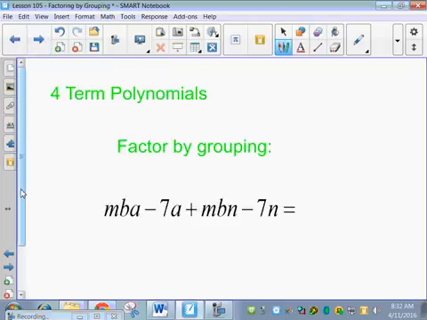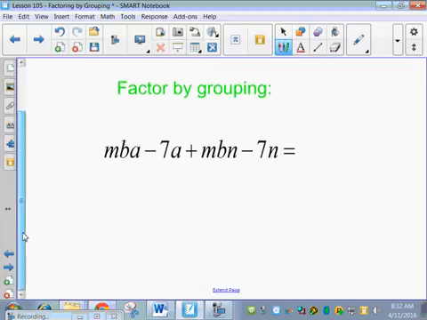All right, 4-term polynomials, factored by grouping. So go ahead and write that down. I have mba minus 7a plus mbn minus 7n. So again, there are 4 terms. 1, 2, 3, 4. And if there are 4 terms, we're going to factor by grouping, which means I'm going to look at the first 2 terms, and I'm going to factor out the GCF of the first 2 terms.